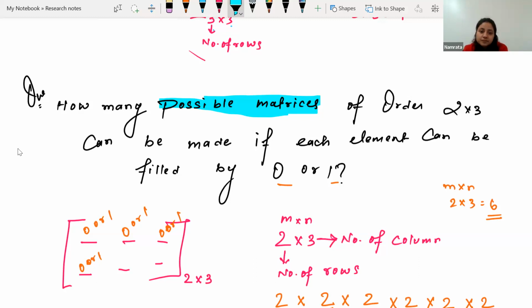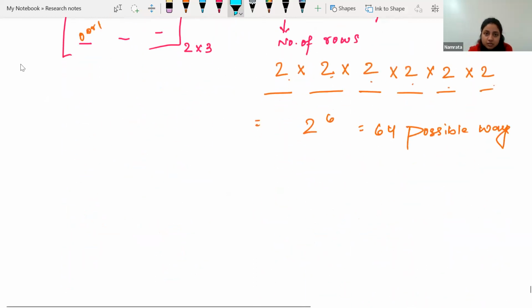Is it clear? Let's continue with the next question. The next question says construct.